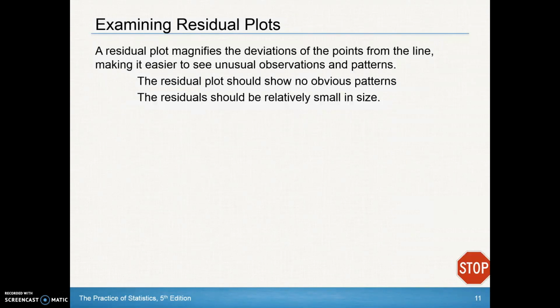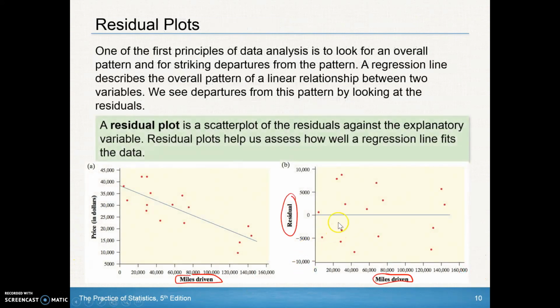When we examine those residual plots, and we look at those deviations of the points from the line, what we are looking for is any unusual observations and patterns. So a residual plot should show no obvious patterns. And if I go back, there is really no obvious pattern in that data.